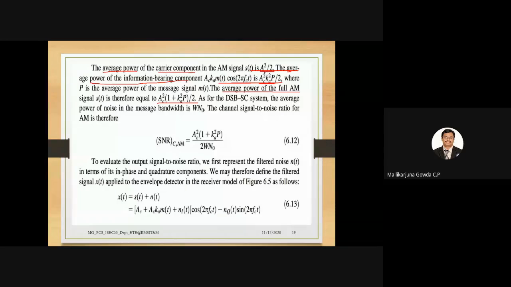Then we already know the average power of the noise in a message bandwidth of W, which is equal to W N0. I'm taking the ratio of these two, and that is the channel signal to noise ratio. So the channel signal to noise ratio is the ratio of the average power of the modulated signal to the average power of the noise in the message bandwidth W. So I'm writing here A_c squared (1 + k_a squared P) by 2 W N0. This is the expression for the channel signal to noise ratio.